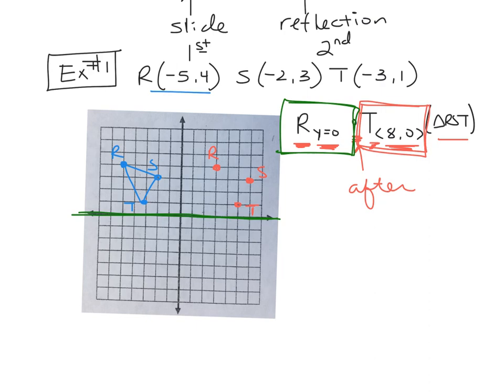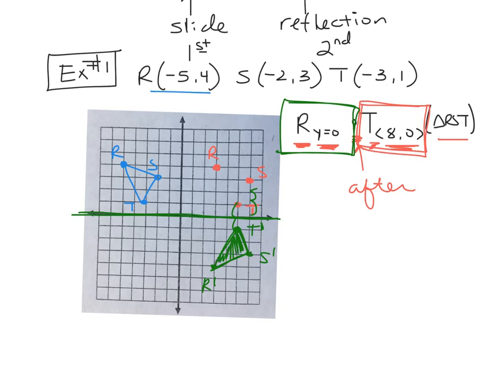So for T, I'm 1 above the line. I need to go 1 below the line, and that's going to be my T prime. S is 3 units above, so go 3 units below, and that will be my S prime. And then R is 4 above, so go 1, 2, 3, 4 below, and that is my R prime. So this is my image, my end result. Okay, this triangle is how we want to end up.